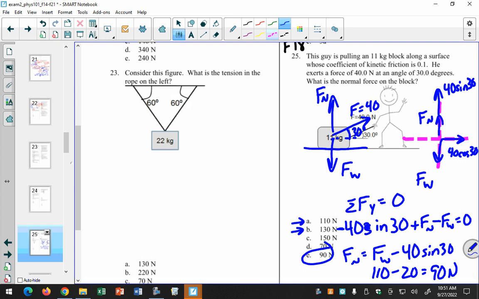So just be careful. Even though you get an answer, it doesn't mean it's the right answer. So work expeditiously. You only have 60 minutes to complete the exam, but make sure that you're going carefully too.